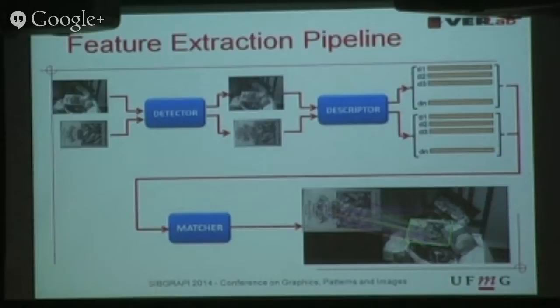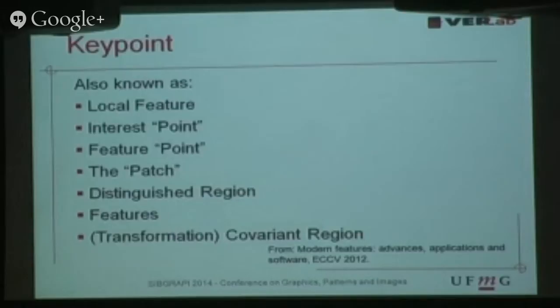So it should be unique. There are some important characteristics there. So we are leveled as far as the nomenclature is concerned. What's a key point? These terms have been used in the literature, and all of this refers to the same thing. So when you read, it's roughly the same thing. It's a local feature, interest point, feature point, patch, distinguished region, features, and so forth and so on.